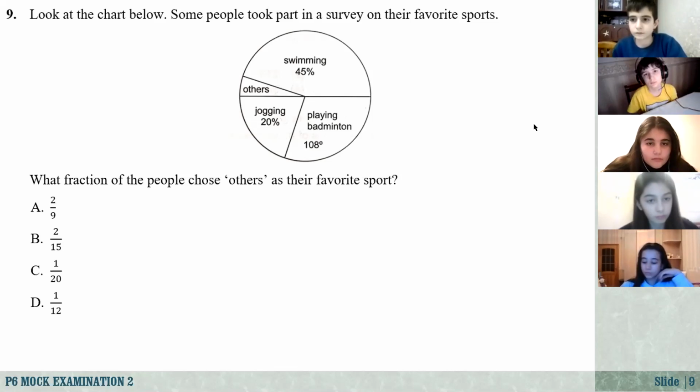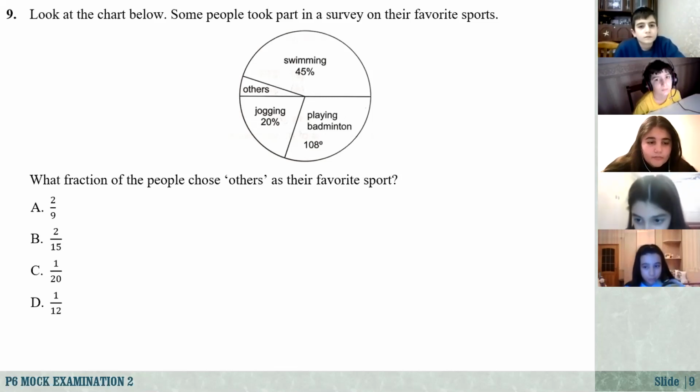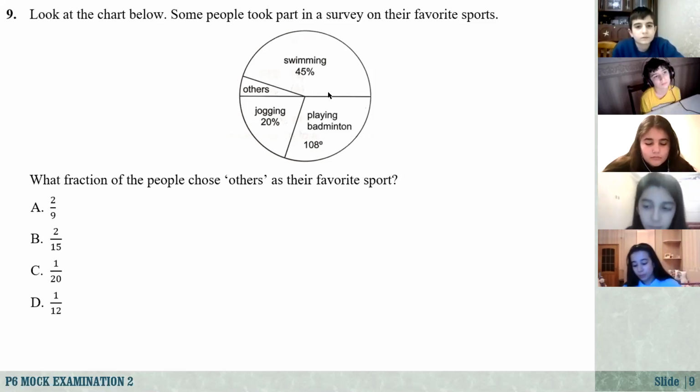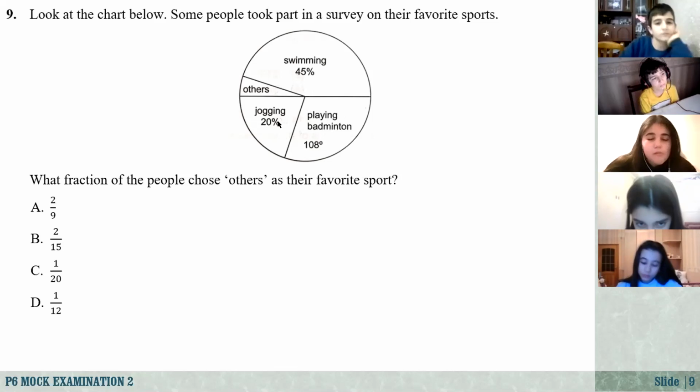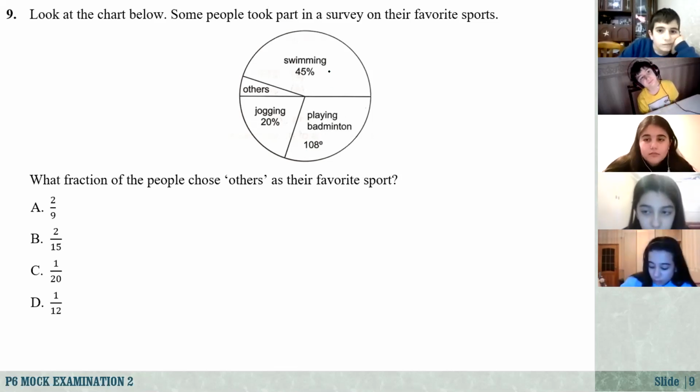Correct answer is C. So look at the chart below. Some people took part in a survey on their favorite sports. What fraction of the people chose others as their favorite sport? What fraction, right? So now we should express everything in terms of fractions, or first percentage, then we can change this to a fraction. Now, number one, this one is 45%, right? And this one is 20%.